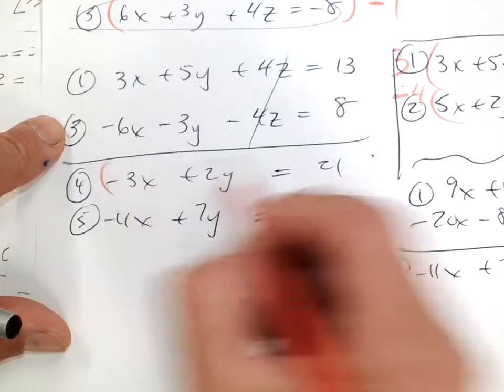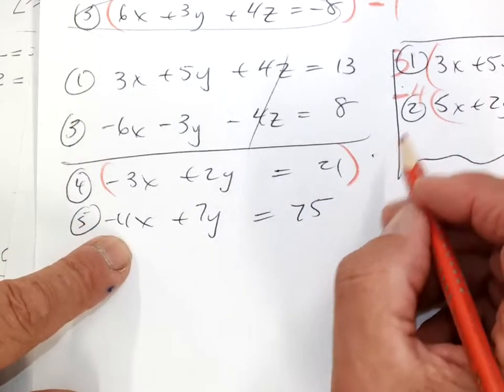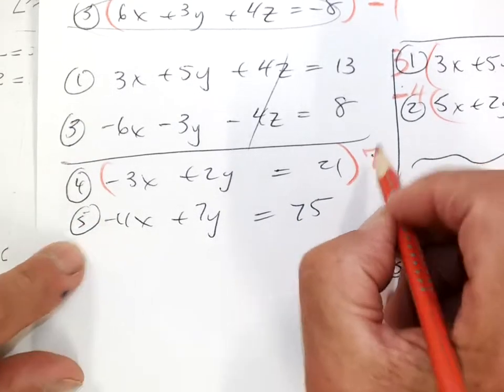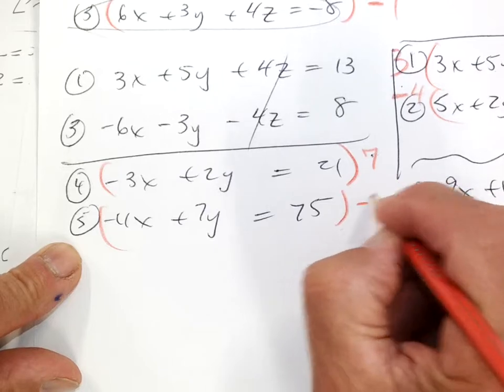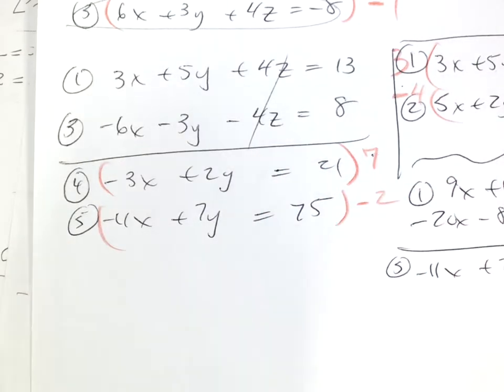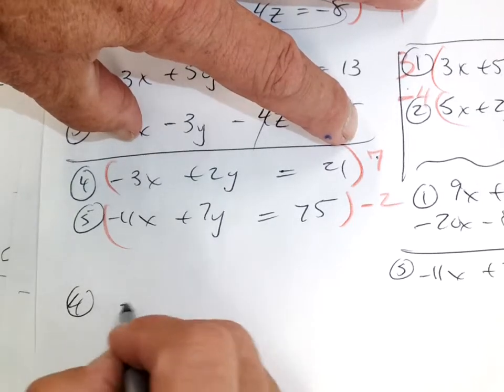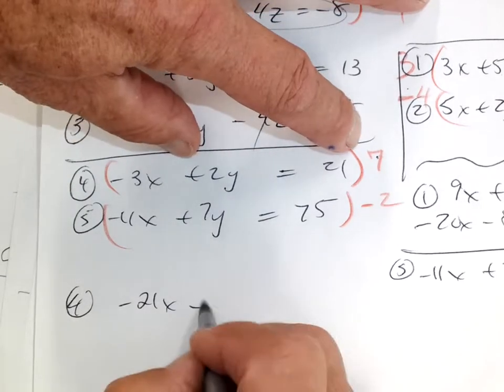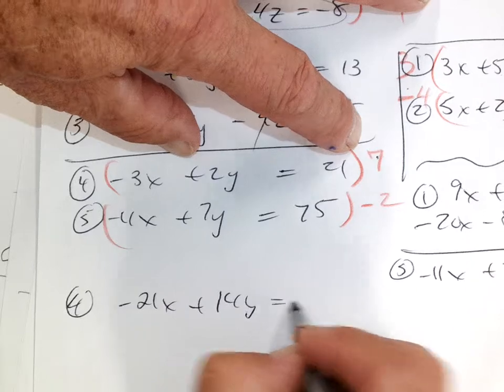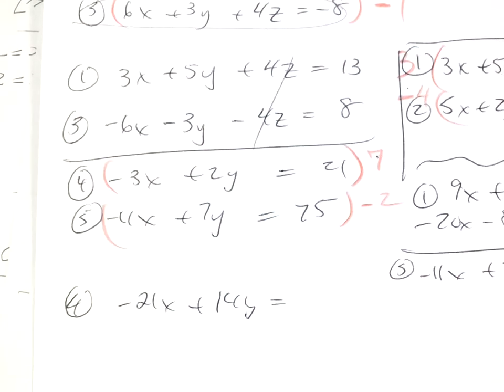Multiply this one by 7. Multiply this one by negative 2. Okay, so then I'm going to get equation 4, I'm going to get a negative 21x plus a 14y equals, I don't know, now I need a calculator, doggone it. Hold on, I've got to grab a calculator.